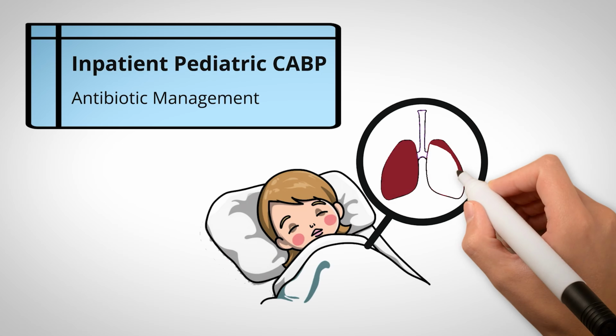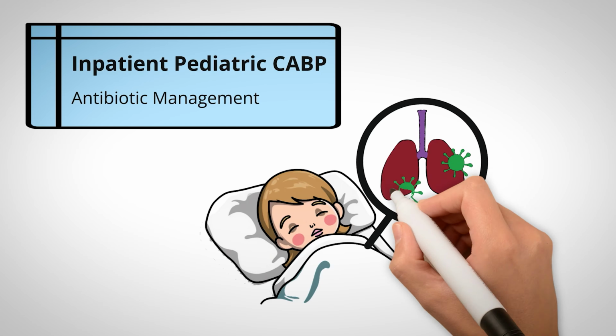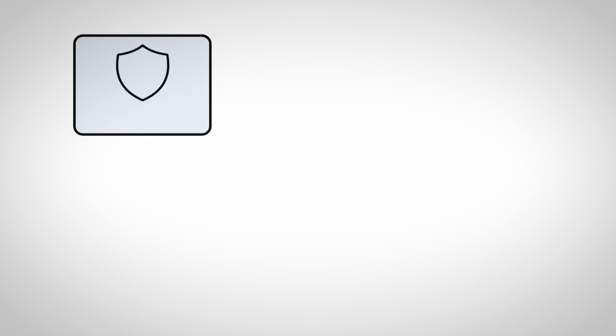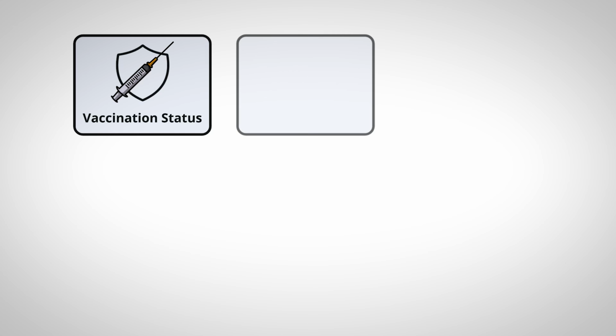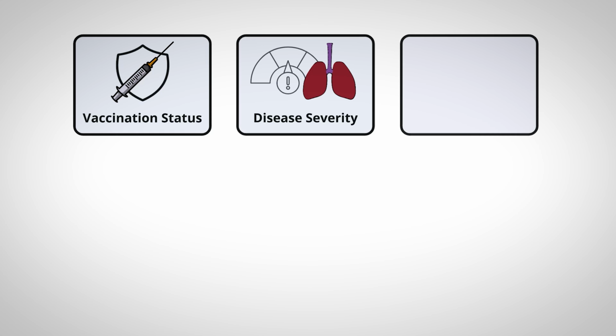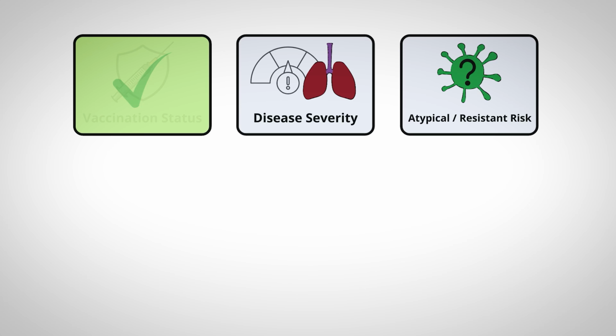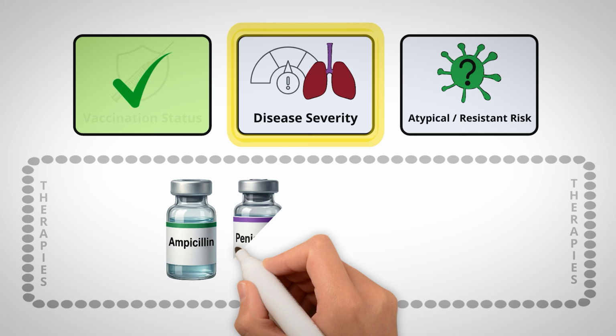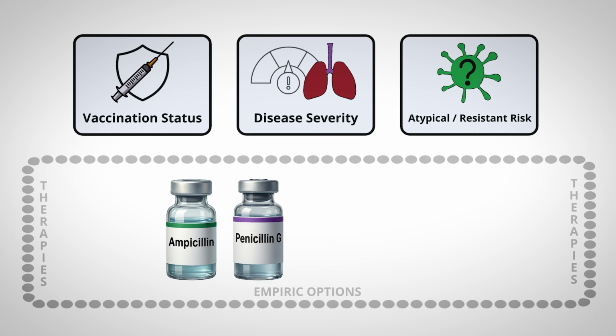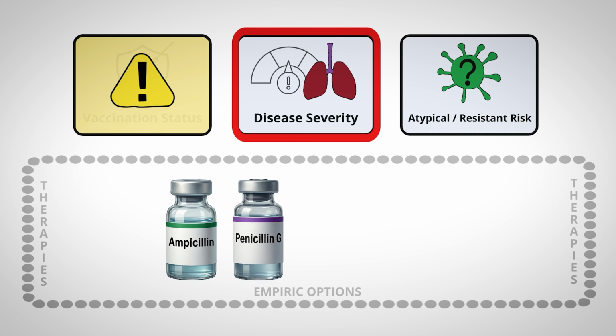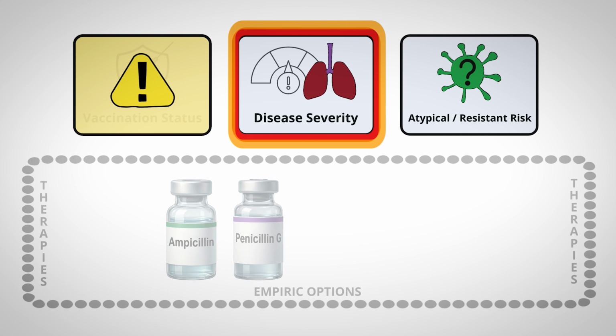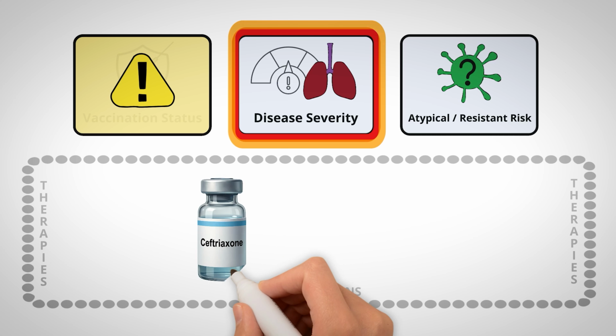For hospitalized children with community-acquired bacterial pneumonia, empiric antibiotic selection depends on 3 things: vaccination status, disease severity, and concern for atypical or resistant pathogens. Start by assessing pneumococcal and Haemophilus influenzae vaccination status. In fully immunized children with mild to moderate CAP, use IV ampicillin or penicillin G. In children who are not fully vaccinated, have severe CAP, or are in regions with high penicillin resistance, ceftriaxone is preferred.